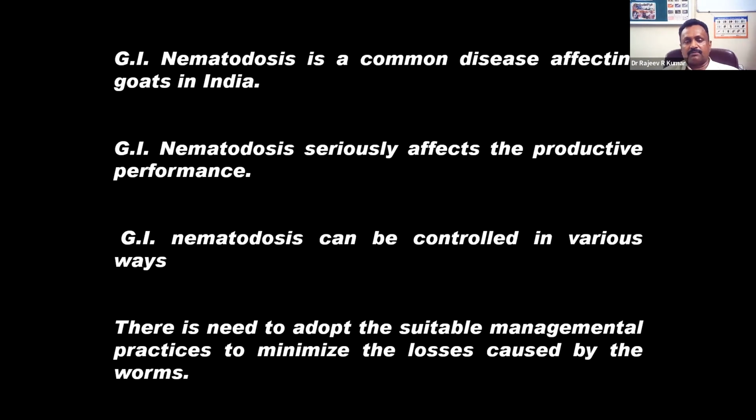Due to this problem, farmers are always facing economic losses in different manners. As we are all aware, we generally use chemical drugs for controlling gastrointestinal nematodes under field conditions. But despite that, if we adopt good animal husbandry practices, I am sure we can easily minimize the intensity of infection and also minimize the economic losses caused by gastrointestinal nematodes.